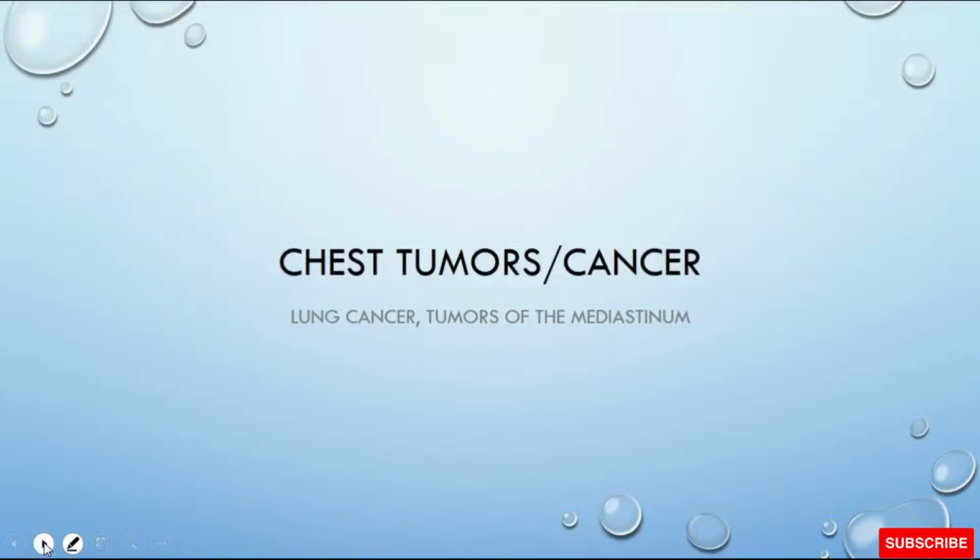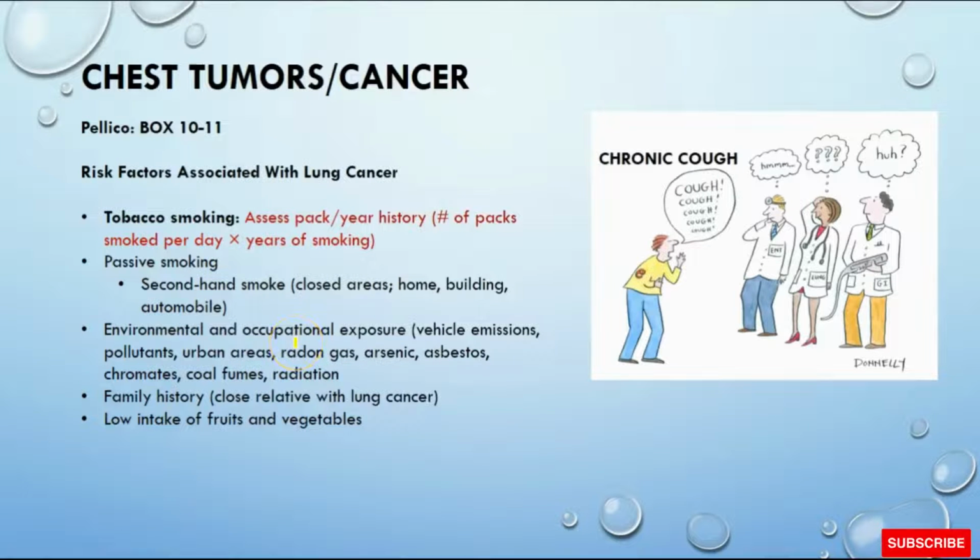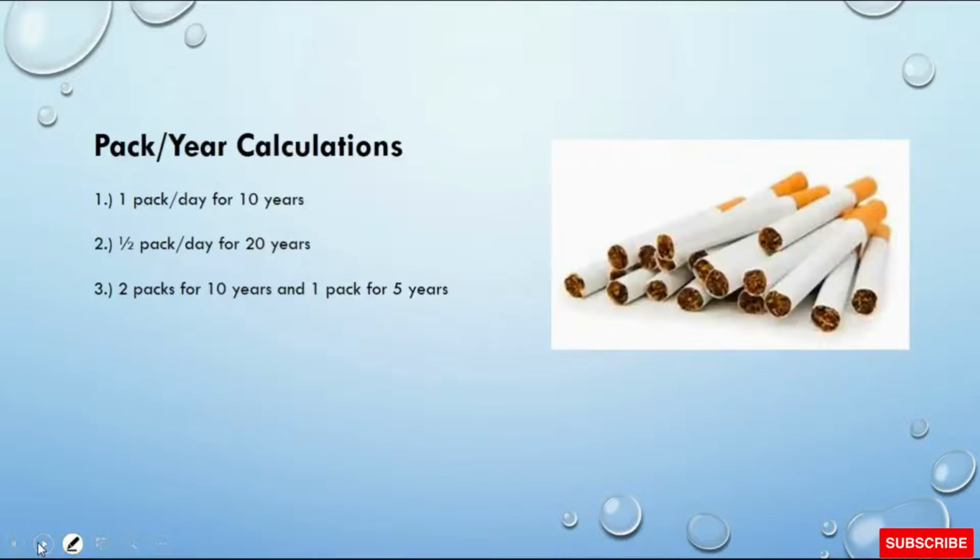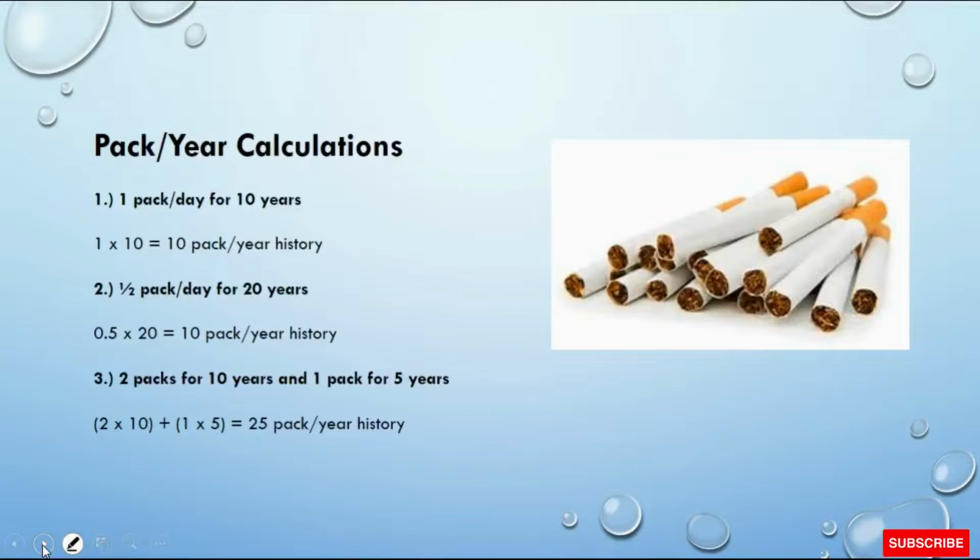Chest tumors and cancer. The big thing you need to know about lung cancer is risk factors. Just because somebody smoked doesn't mean they're ultimately going to get lung cancer. But make sure that you do know how to calculate pack history. So here are some calculations: 1 pack for 10 years, half pack for 20 years, 2 packs for 10 years, and 1 pack for 5 years. And here are your answers.